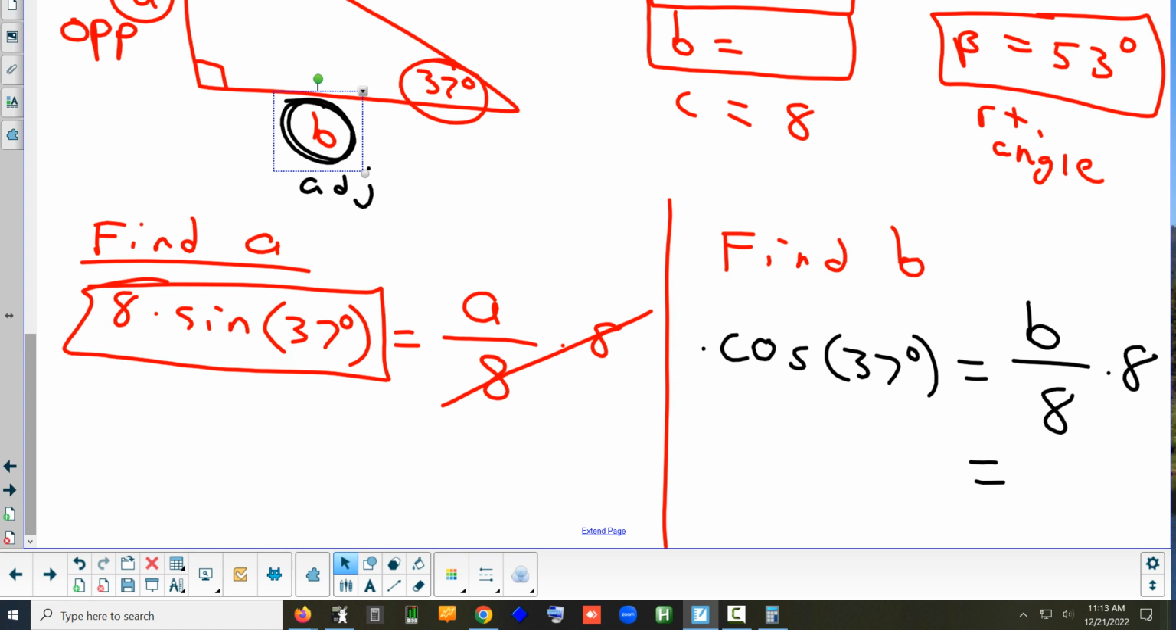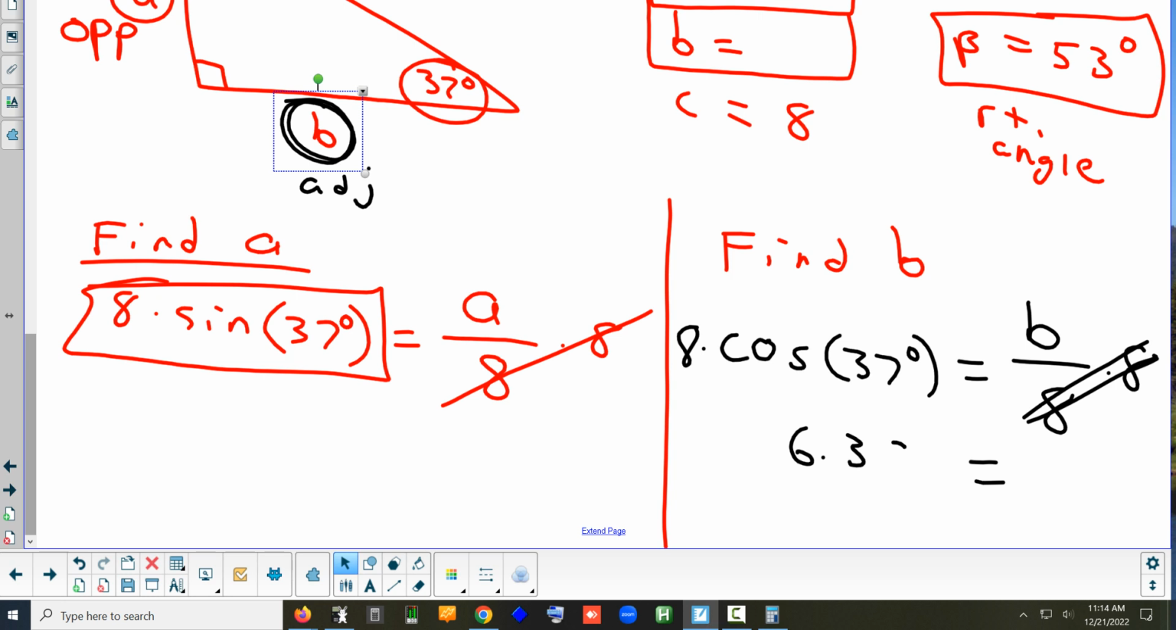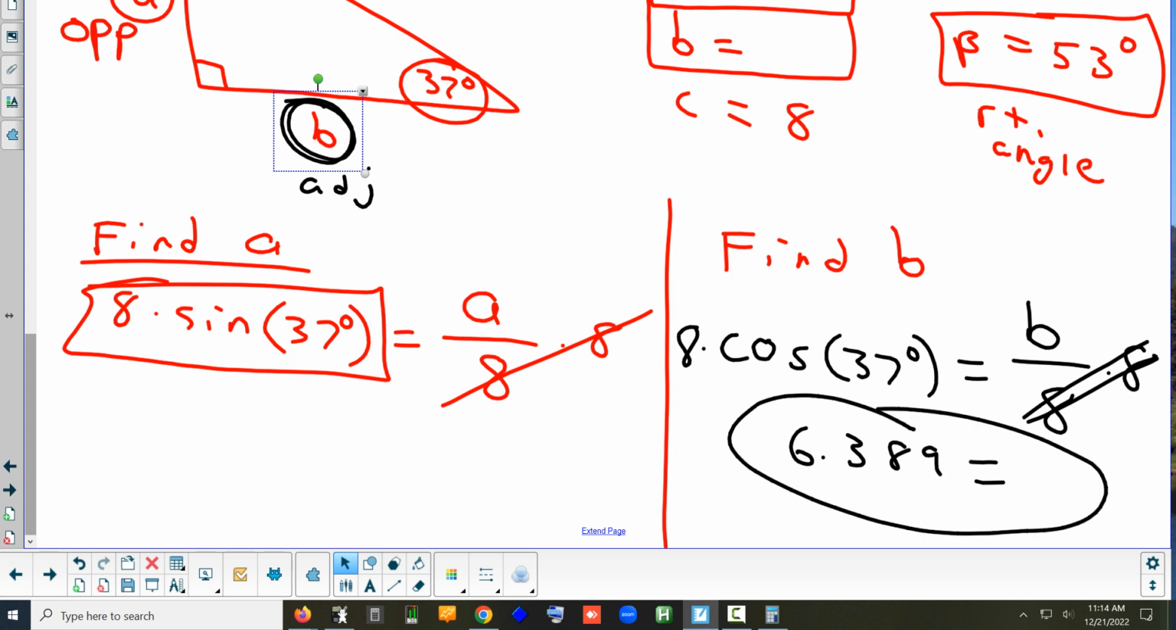And you can do the same thing you did last time. When the number is in the bottom on the other side, all you have to do is multiply both sides by the number. And that gets the letter by itself. So 8 cosine 37 is 6.389. That's B.